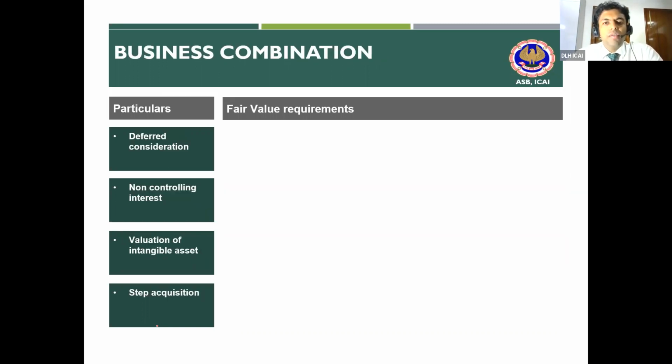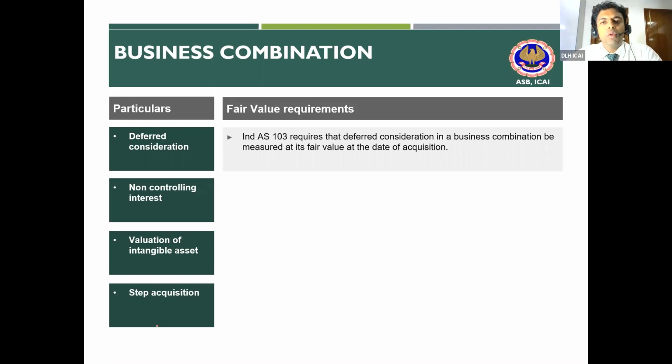Next, we have the fair valuation concept in respect of business combination. One is deferred consideration. So what is deferred consideration? Suppose I'm acquiring a business today, but I'm making a payment after 5 years down the line. So as per Ind AS 103, I need to recognize the purchase consideration at fair value today. That means I need to compute the present value of the consideration in the future. Which approach? I think income approach is the best suited approach in that case. But again, the valuation shall be required depending upon the transaction.